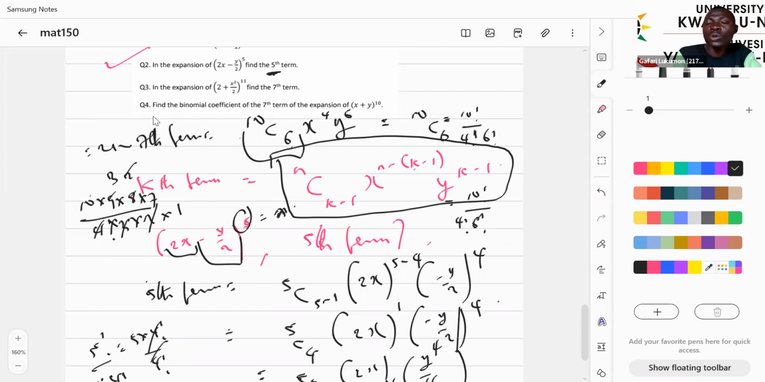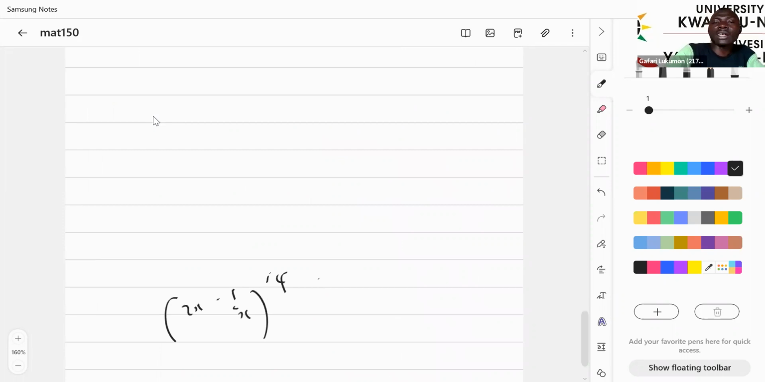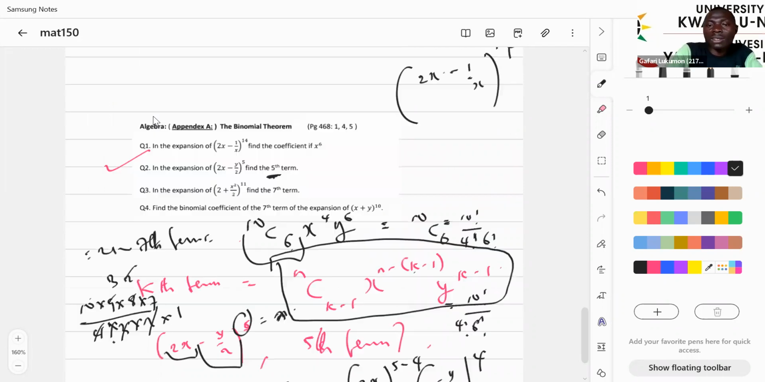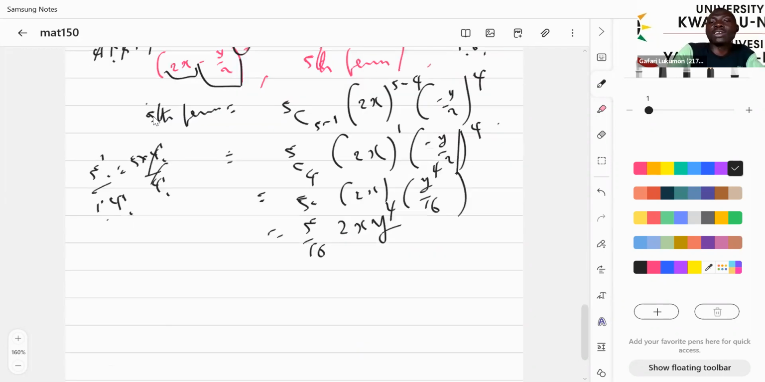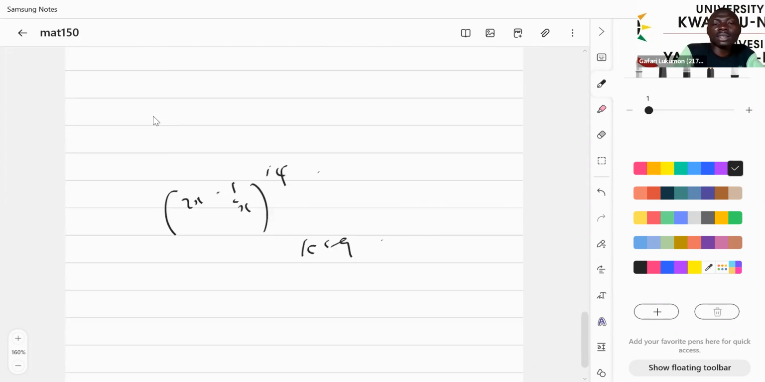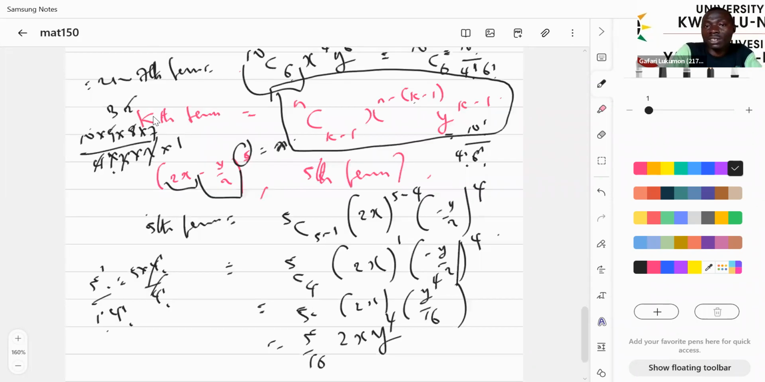You understand? So when k is 9, then I'm going to have 9 minus 1, which is 8, and 14 minus 8 will give me 6. Then you now assume that your k will be 9. By that formula, how did I write it before? That is n combination k minus 1. You see we have the term in terms of 6 now.